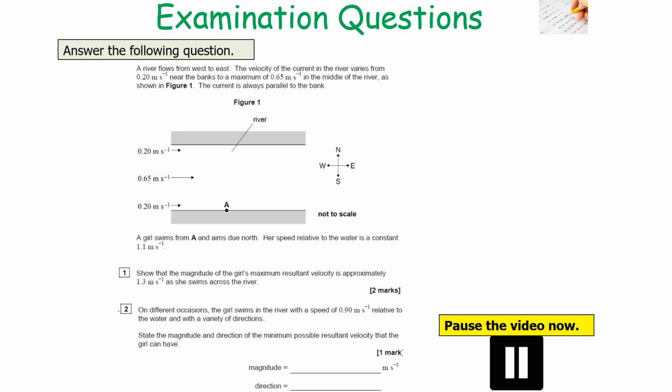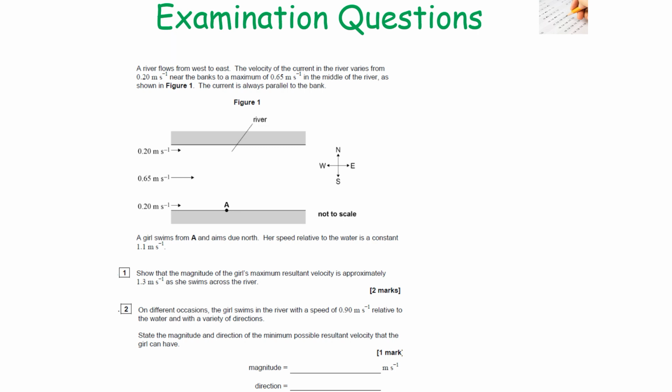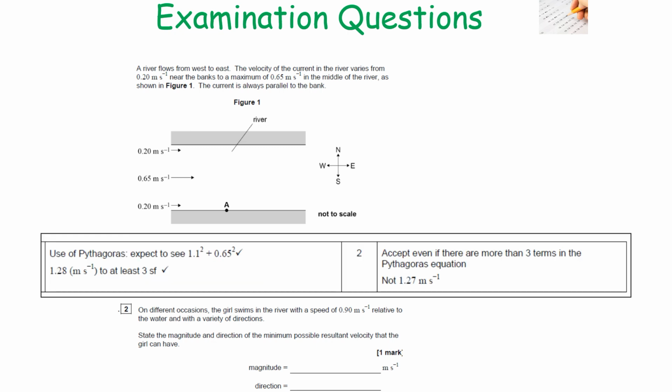So the first thing to note is that when you're trying to work out the resultant velocity, and it's got a horizontal and vertical component, you've got to use Pythagoras: the resultant squared is equal to the horizontal squared plus the vertical squared. Now it's saying the maximum resultant velocity. You're given two values for the horizontal velocity here, but because you're working out the maximum resultant, you need to use the maximum horizontal. So the maximum horizontal squared is equal to 1.1 squared plus 0.65 squared, so you get an answer of 1.28 meters per second.